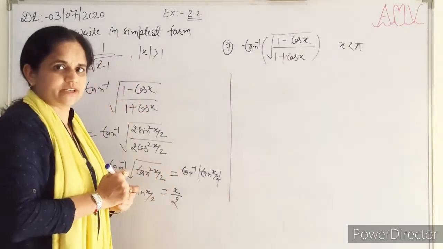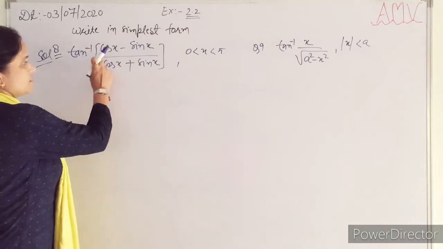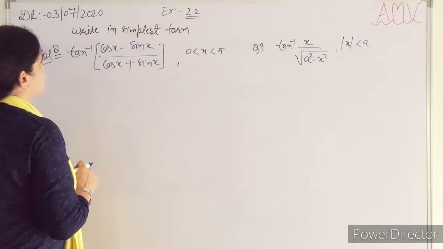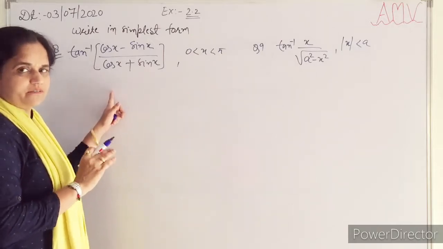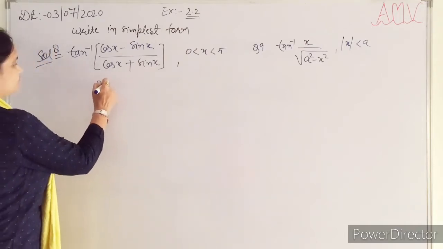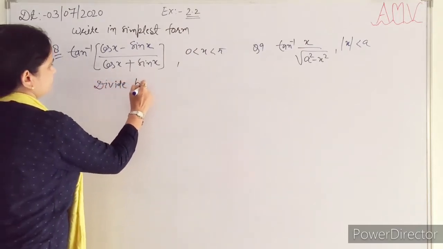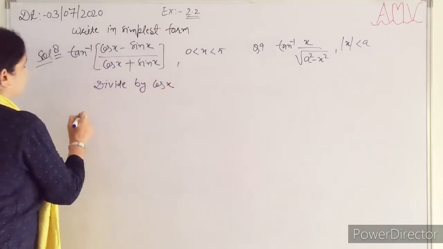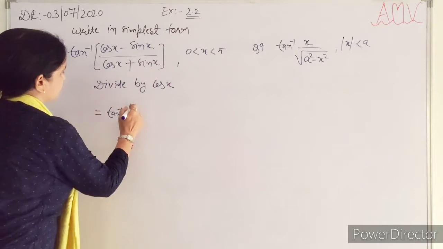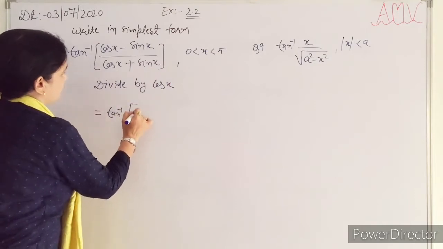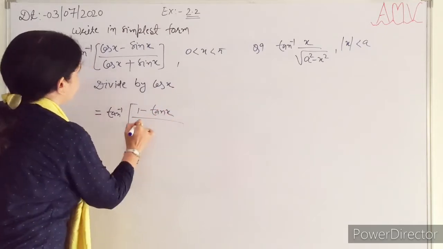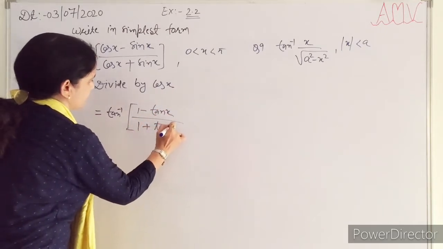Now the next question is tan inverse cos x minus sin x upon cos x plus sin x. For this question, students, first divide numerator and denominator by cos x. We will get tan inverse 1 minus tan x upon 1 plus tan x.